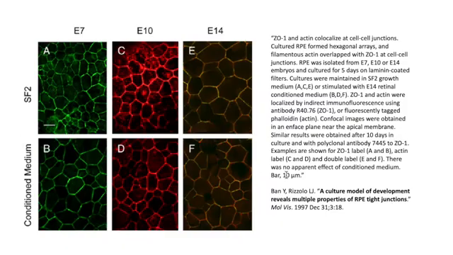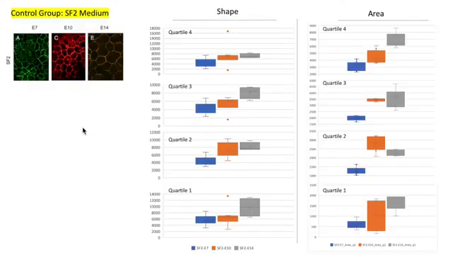So in this study by Ban et al., they extracted retinal pigmented epithelia from embryonic chicks at days 7, 10, and 14, and they either treated the cells with regular SF2 medium or medium that was conditioned from day 14. Examining their control group, when we measured shape and area and separated them into quartiles, we see that there are some similarities, as in quartile 4, you see an increasing trend across the 3 time points.